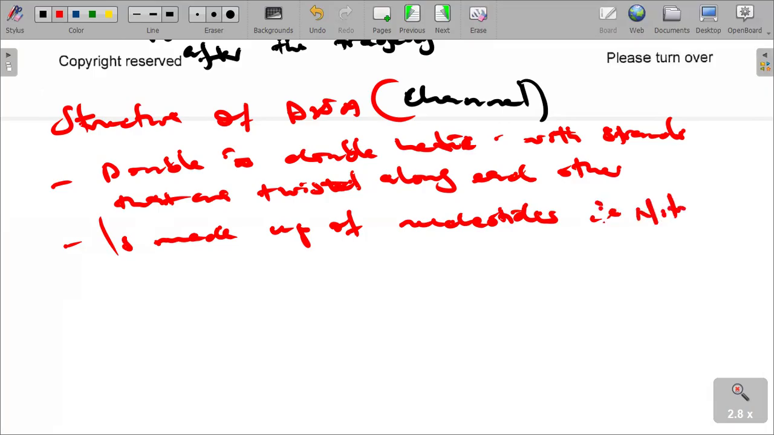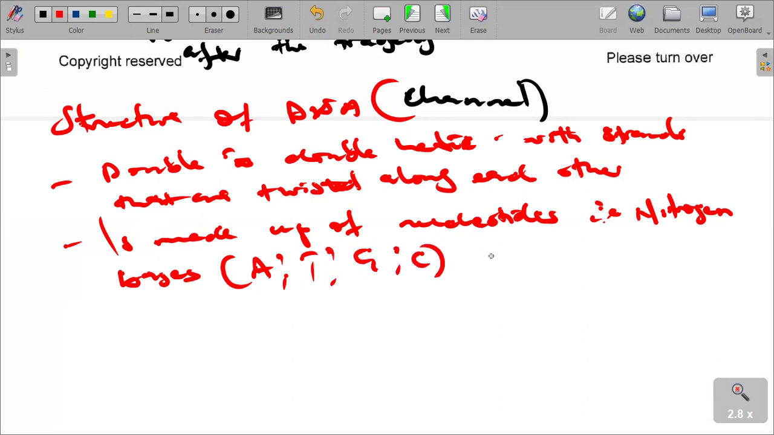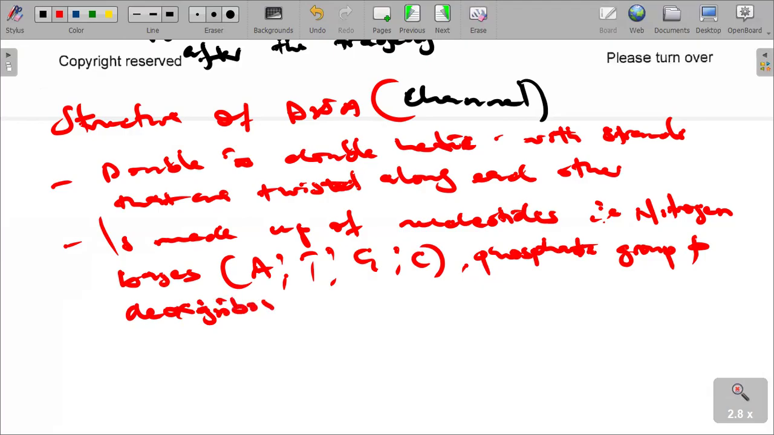The nucleotides contain nitrogen bases: adenine, thymine, guanine, and cytosine. We have also got a phosphate group and deoxyribose sugar.